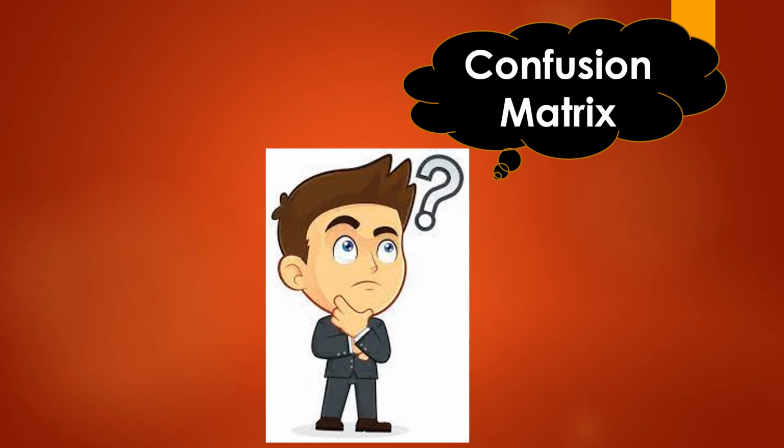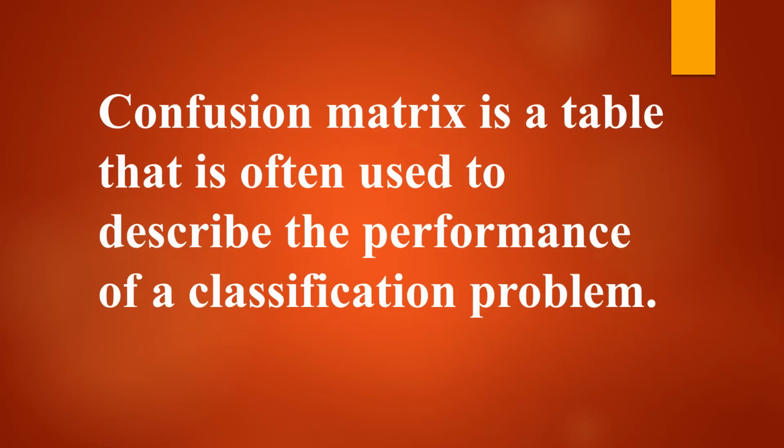Hi all, in this video we are going to learn about confusion matrix. What is confusion matrix? Confusion matrix is a table that is often used to describe the performance of a classification problem.